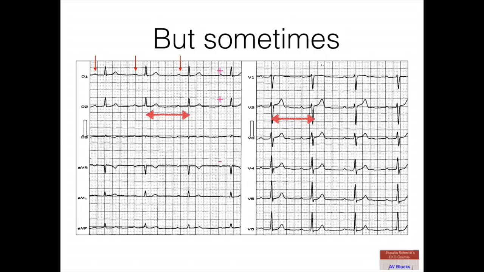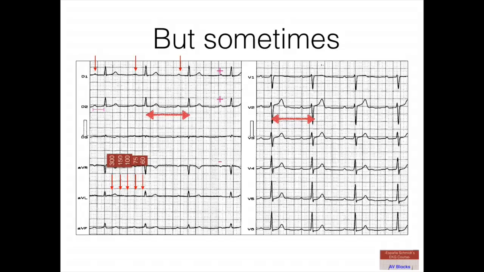Then we need to figure out the heart rate. If we use the 300 rule, and we count the biggest squares in between the RR intervals or the QRS, we can find 5 big squares. Using the 300 rule, this is 300 for the first, 150 for the second, 100 for the third, 75 for the fourth, and 60 for the fifth. So the heart rate is about 58. This patient has sinus bradycardia.